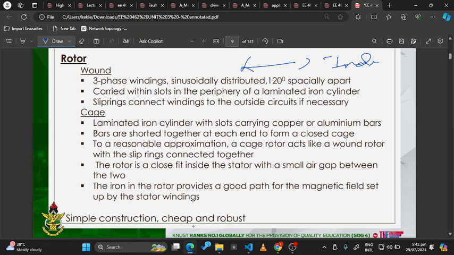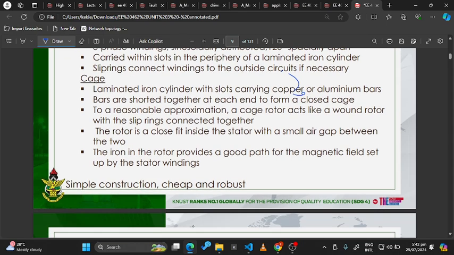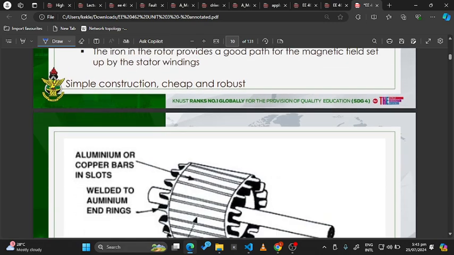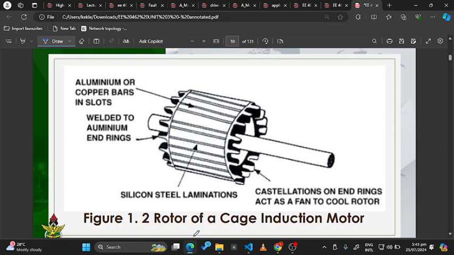The copper or aluminum bars that you place in the slots are short circuited. You have one bar which is short circuited to the other one. The bars are shorted together at each end to form a closed cage. To a reasonable approximation, a cage rotor acts like a wound rotor with the slip rings connected together. The advantage is that the construction is simple and cheap.